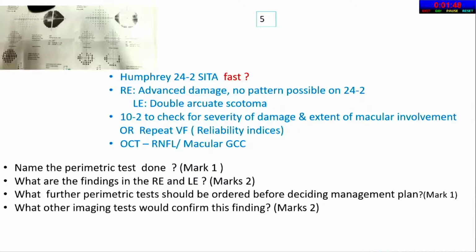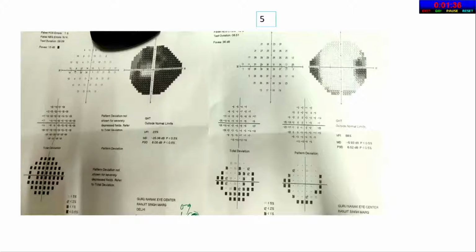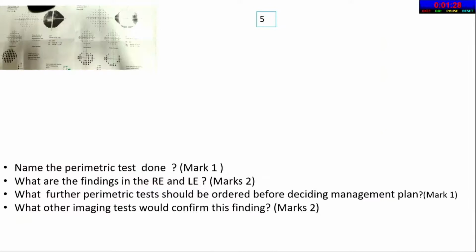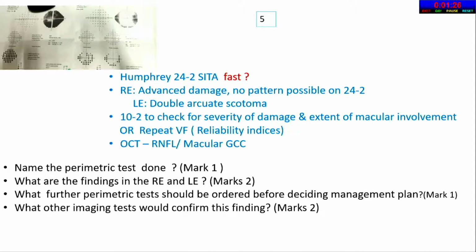Okay, so now the field has been cut off from there, so you can't make out, but Humphrey's theta 2. The right eye is showing advanced damage and the left eye is showing a double Arkwitz scotoma. First of all, reliability indices would be there. Here, you don't have all the reliability indices. I had to cut off the superior part. So here you would say the reliability indices are not available. But if it's a reliable field, you need to check the reliability indices, and what other imaging test would confirm this finding, which is very obvious.